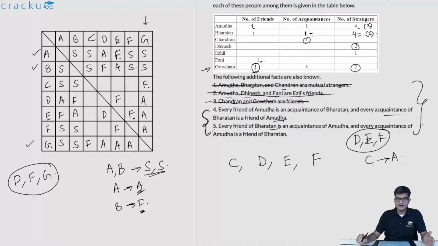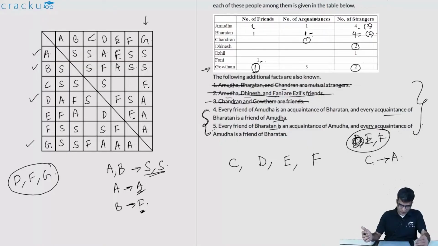So out of the remaining 2 people, we need 2 strangers for D, because we haven't identified any relationship of D which is a stranger. So this will be a stranger, and this will be a stranger. Similarly, in the column also, this will be a stranger and this will be a stranger. So for D, we have again identified everything. And this would also tell us that one amongst E and F has to be an acquaintance of C. We are just updating whatever information we have and whatever information we need to actually calculate.